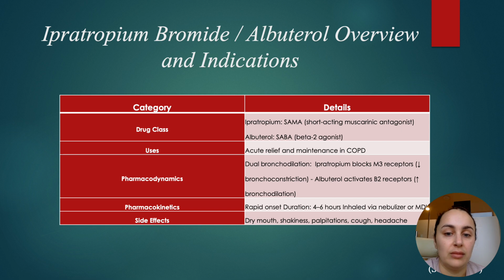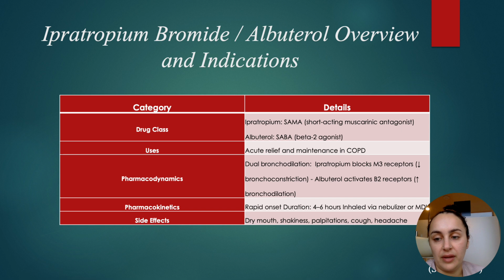The second medication prescribed was ipratropium bromide with albuterol, which is a combination bronchodilator used for quick relief of asthma and maintenance in COPD. Ipratropium is a short-acting muscarinic antagonist, while albuterol is a short-acting beta-2 agonist. Together, they relax airway muscles via different pathways to improve breathing. It is usually inhaled via nebulizer or metered-dose inhaler.